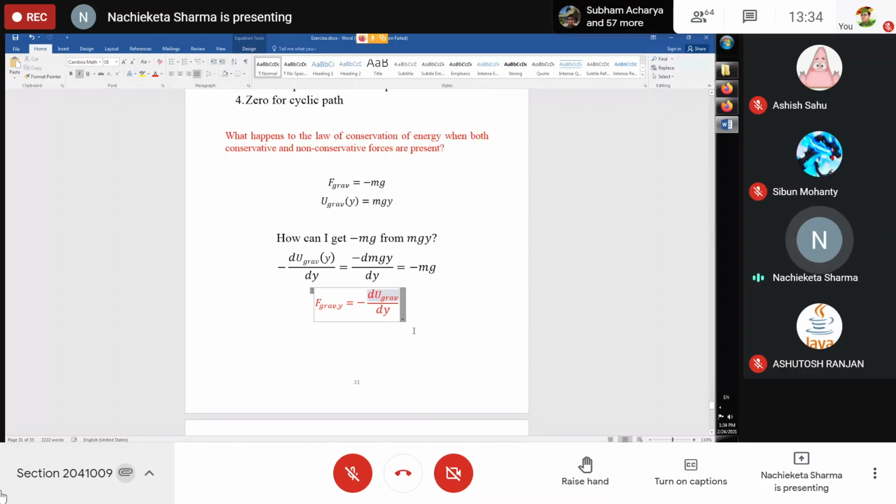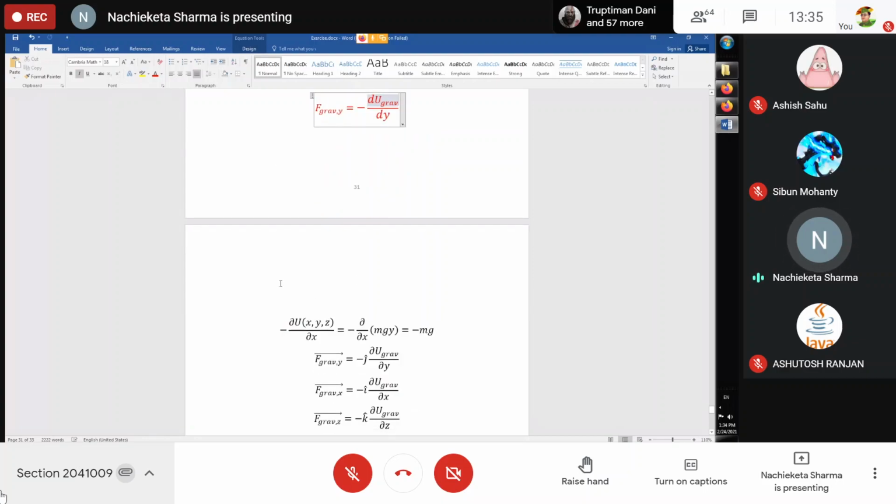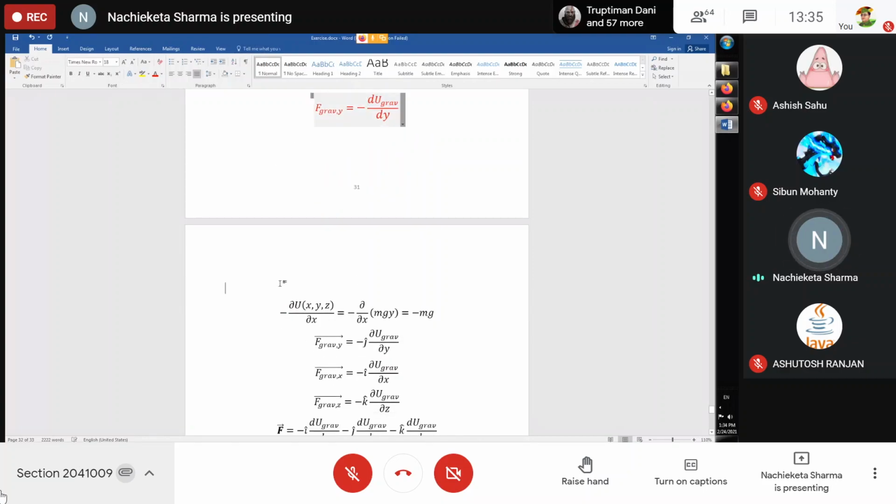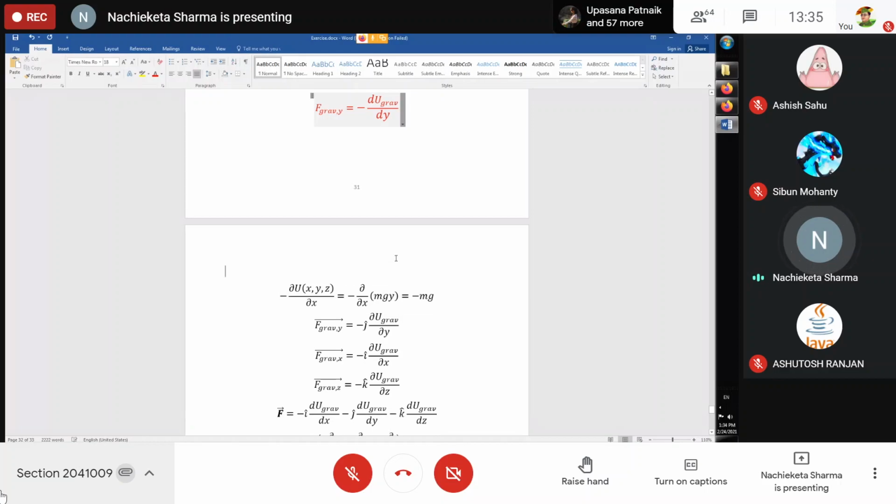So the spatial derivative of the potential energy, the negative spatial derivative of the potential energy function, gives the conservative force. And if you know the force, you can also find the potential energy function by taking an integration, isn't it? U will be minus the integral of F dy. If you do the integration, you will get U, and if you do a derivative, you will get the force. What I have told you is, I took this as a function of y only.